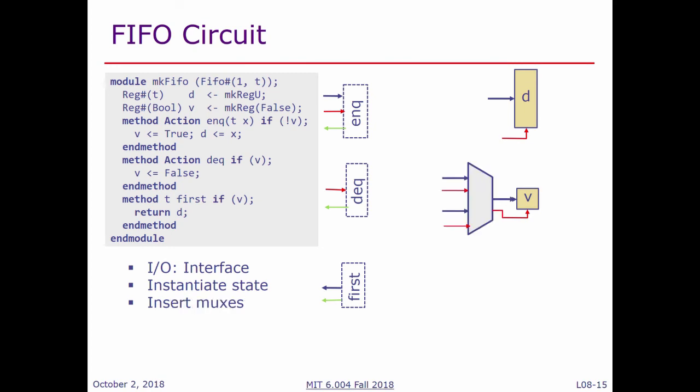Oh yeah, we have to generate muxes here too. So for D, we don't have any muxes. Why? Because only one method writes in D. V, on the other hand, two different methods are writing in it, so there will be a mux needed.